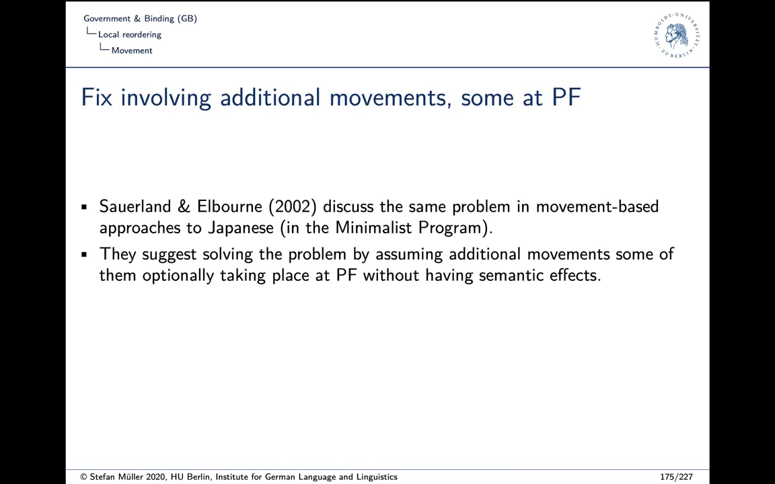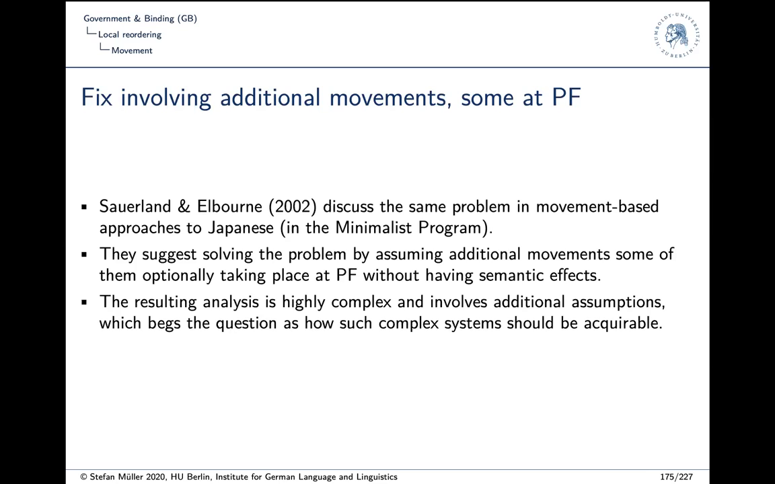So they suggest something that involves even more movements, additional movements, and some of these movements take place at PF, phonological form, without having a semantic effect. So remember the T model. In the beginning we initially have the D structure, then some movements derive S structure, and then PF for pronunciation and LF for semantic interpretation. And they say, okay, we have the S structure, then go to PF, do some further movement there, and LF cannot see these movements. So that's really, really complicated.